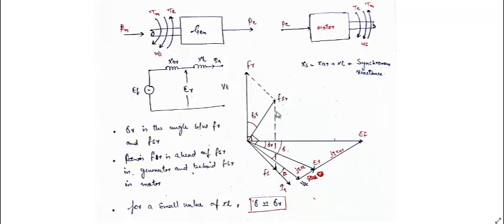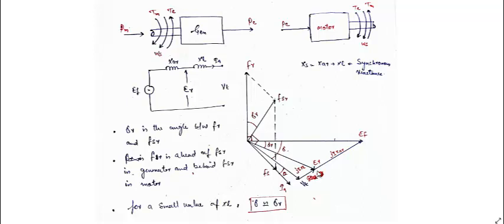Now, this also will generate a voltage, that is ER, which will be lagging this FSR by 90 degrees. That is known as ER. You can see it here, the angle is 90 degrees. So the angle between these two will be the same as the angle between EF and ER, because they are lagging this by 90 degrees. It is lagging this by 90 degrees. And this FSR is lagging this by delta R. This will also lag this EF by delta R.